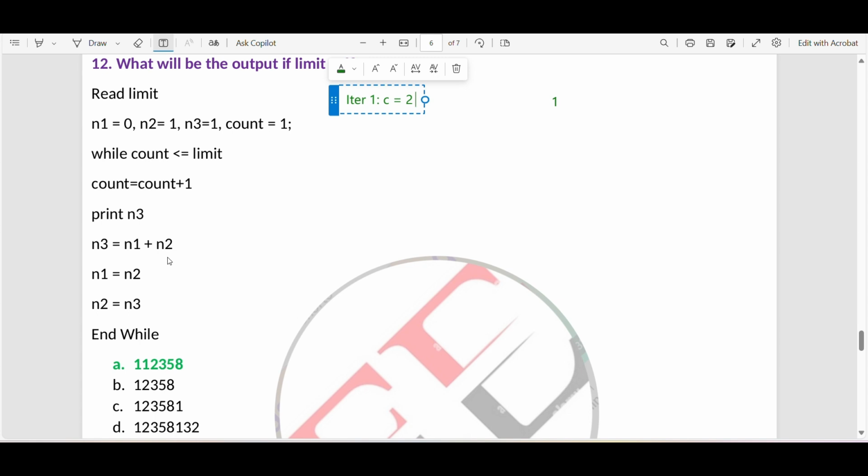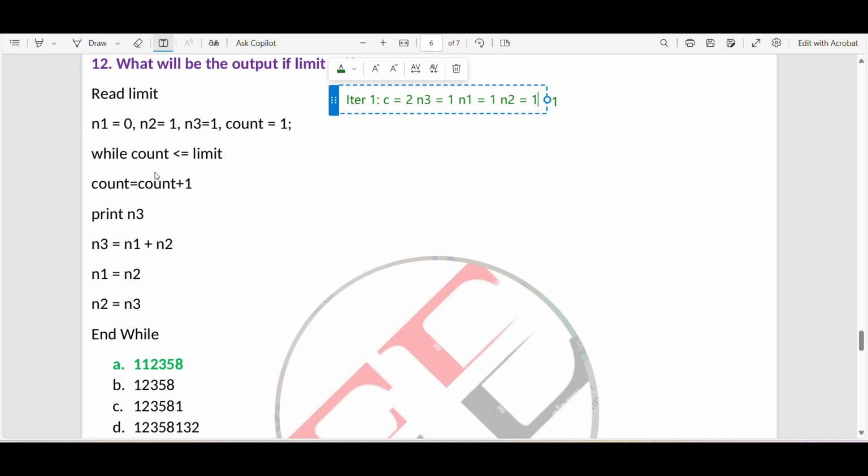So n3 is 1 and n1 plus n2 is 1, so n3 will be again 1. Right? N1 is 0 and n2 is 1, so 1 plus 0 will always be 1. Next n1 will become n2, that means n1 equals n2. What is n2? It is 1, so n1 will be 1. So n2 will become n3. What is n3? It is 1, so n2 is 1.